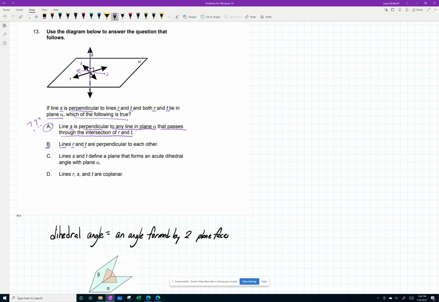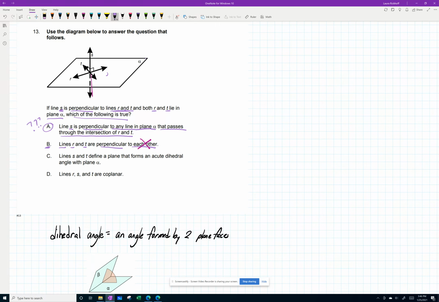So, lines R and T are perpendicular to each other. They never said R and T are perpendicular to each other. They only said that S is perpendicular to them. So they kind of drew it like they are, but they don't have to be, right? You could have T be here and R be there. And since the entire plane alpha looks like it's perpendicular to this line S, R and T do not have to be perpendicular to each other. R and T are just any lines on this plane alpha that intersect somewhere, and S is perpendicular to each of those individually, but not necessarily to each other.